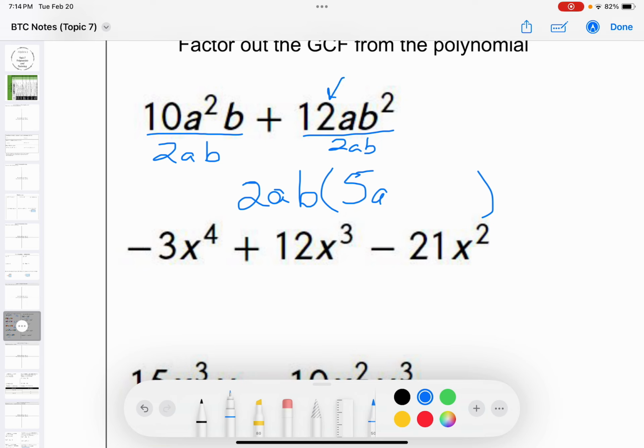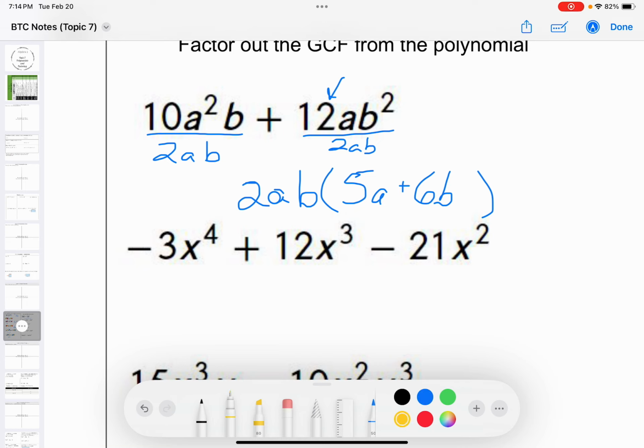So now jumping over to this one, I've got 12 divided by 2, which is 6. A over a will cancel out. B squared over b will leave me 1b left. So I've got 2ab times the quantity 5a plus 6b.